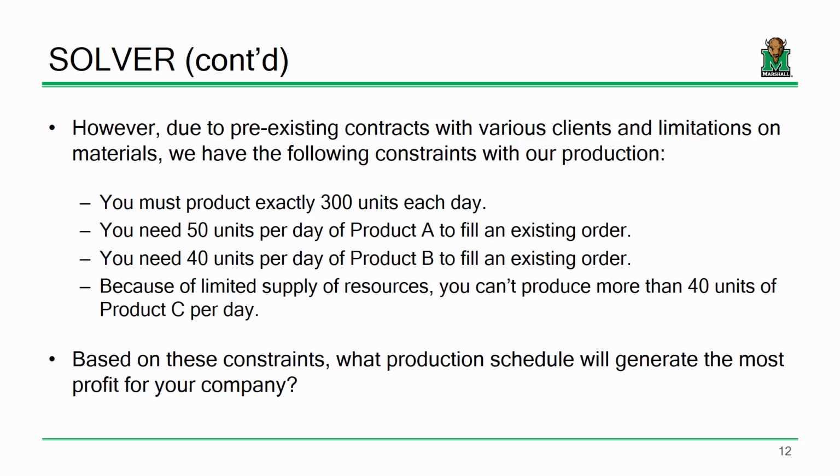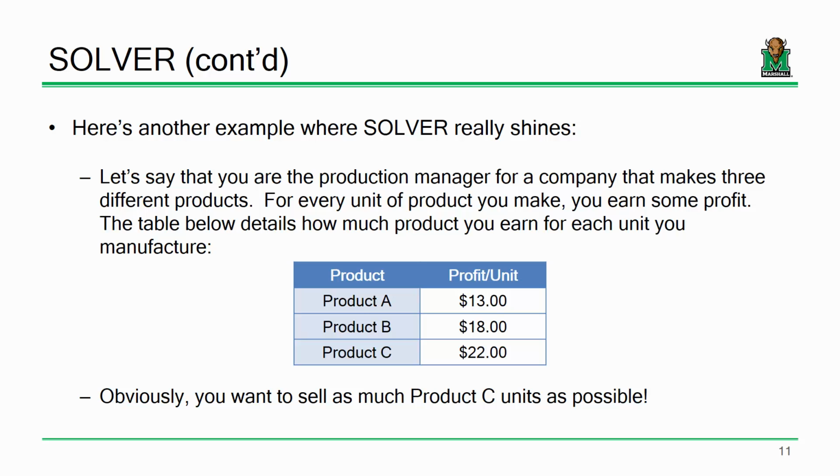Now, let's add some real-world constraints to it. I've got a company selling these products. I've got contracts out, other investors and individuals that need some of these products. So let's say I add some constraints to this production. Number one, no matter what, I got to produce 300 units a day. I'm not saying I need 300 units of product C or of product B, but I could have 50 of A and 100 of B and 150 of C. Just that constraint by itself, I need to sell 300 units.